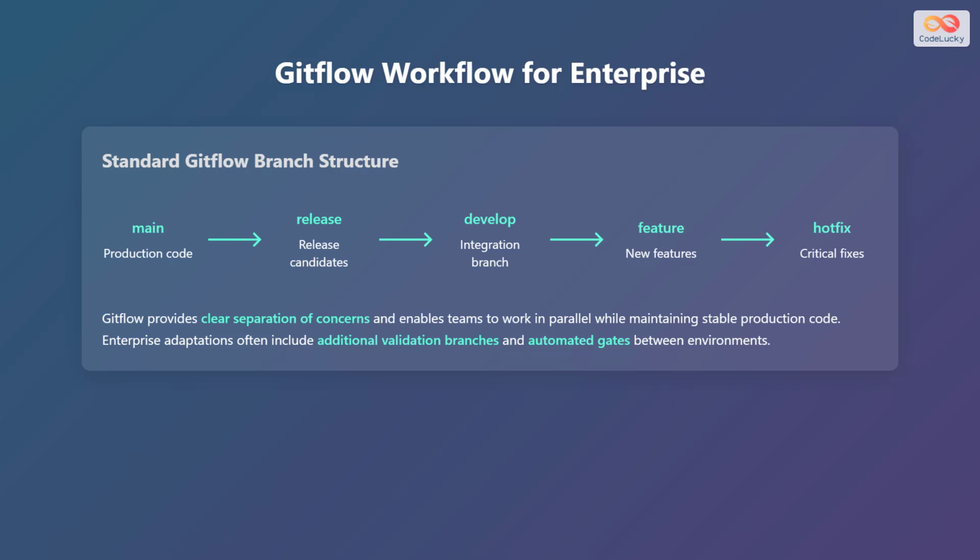Gitflow promotes clear separation of concerns, allowing teams to work in parallel while maintaining stable production code. Enterprise adaptations often involve additional validation branches and automated gates between environments to ensure quality and compliance.